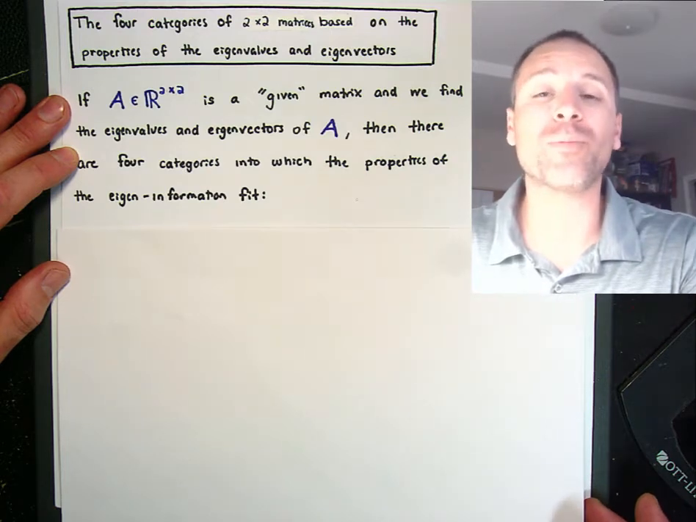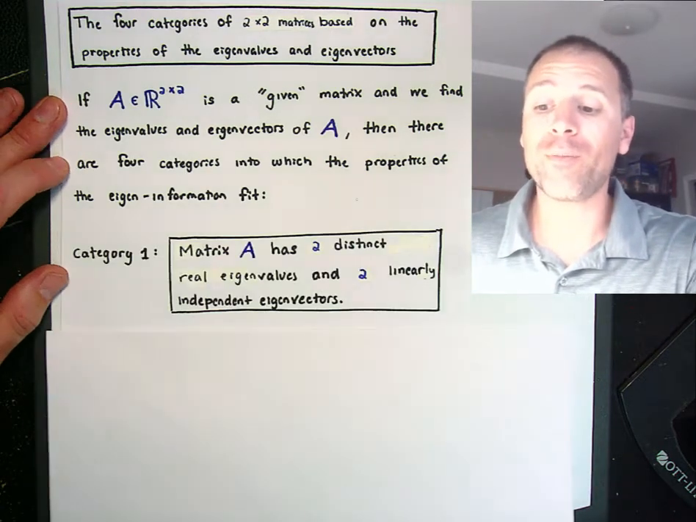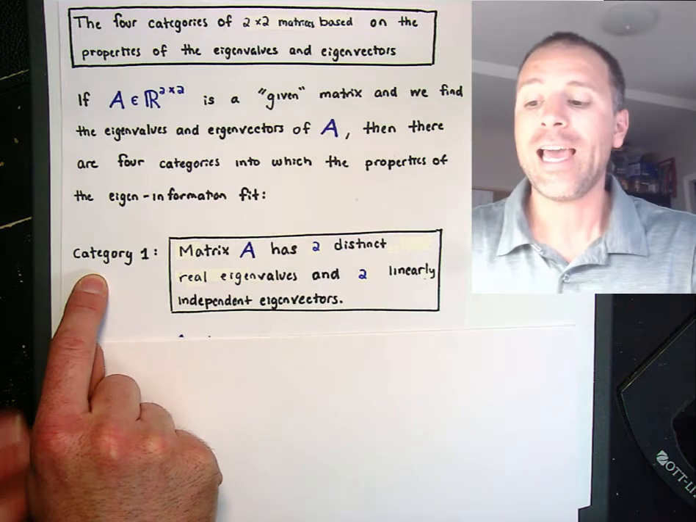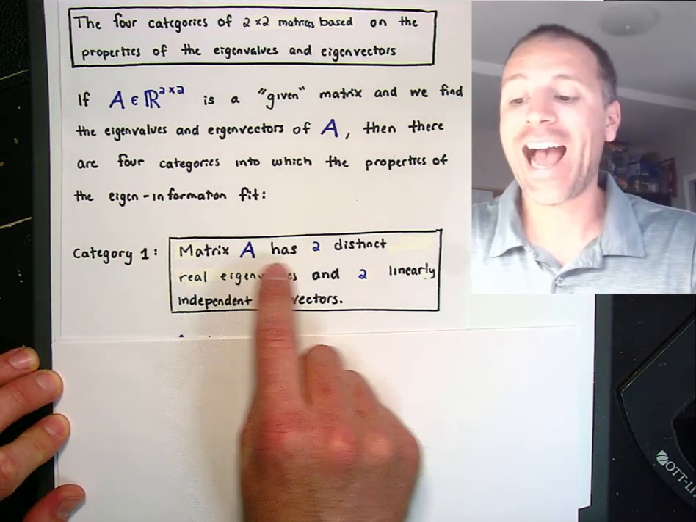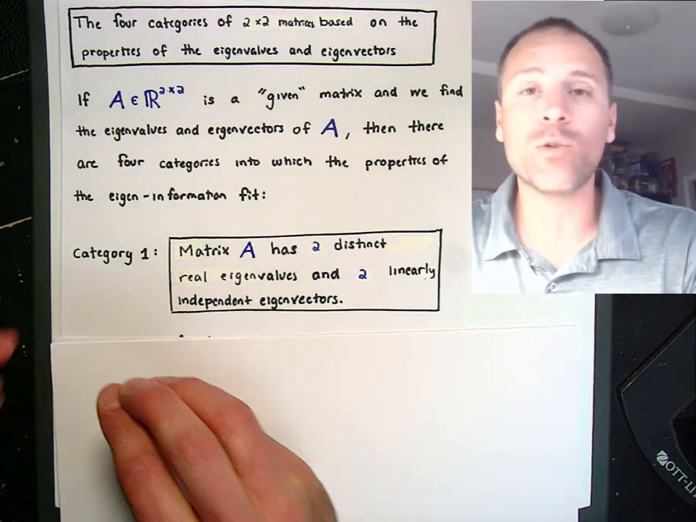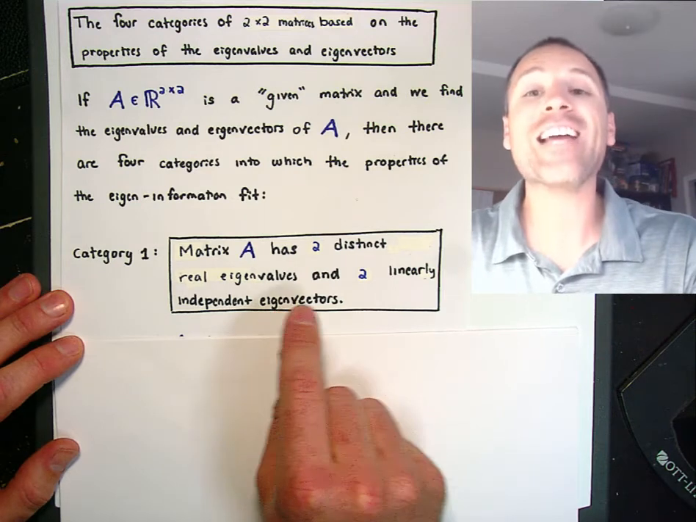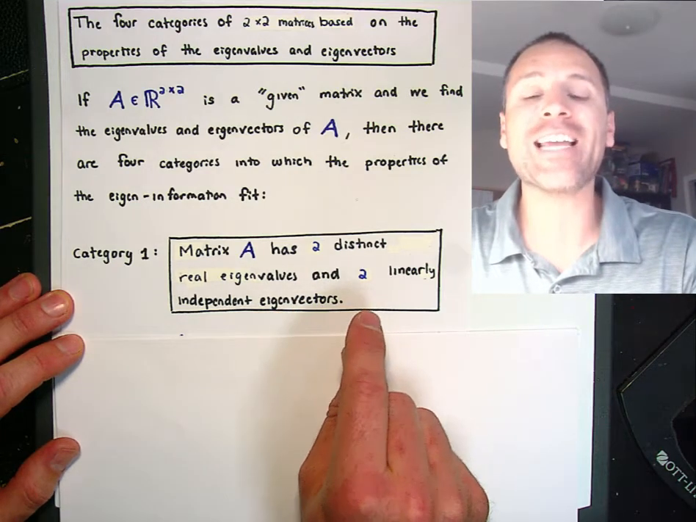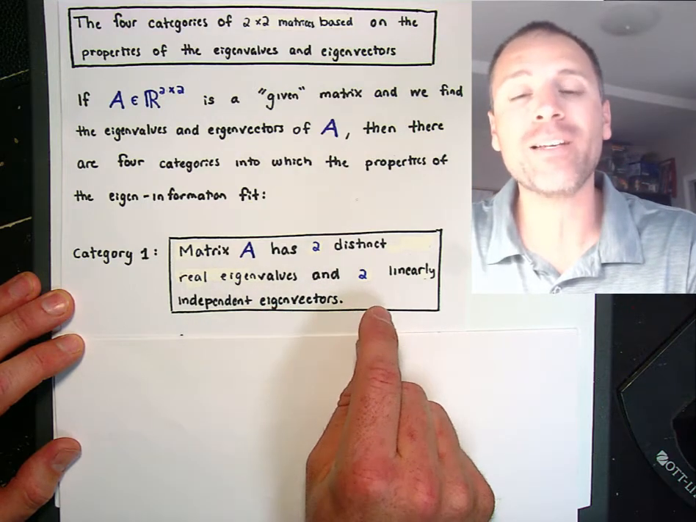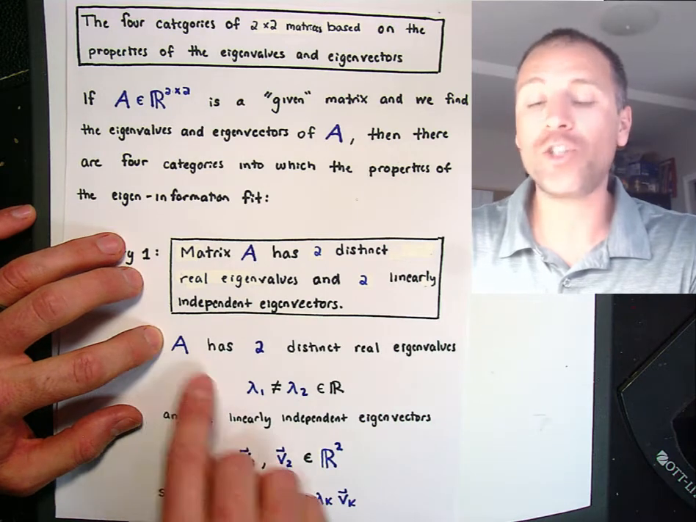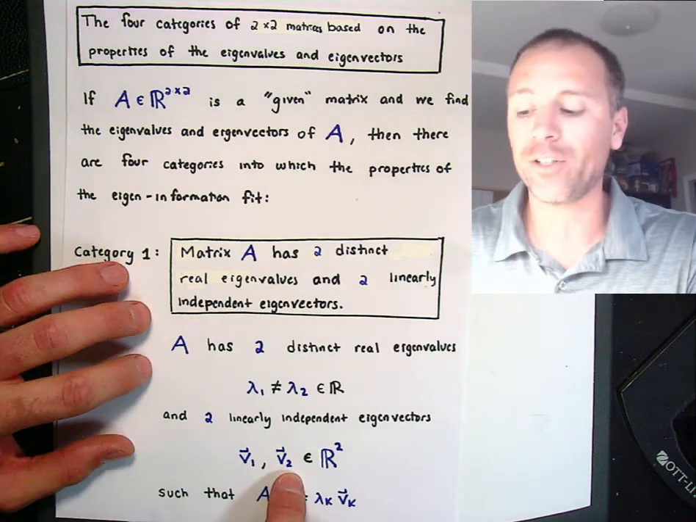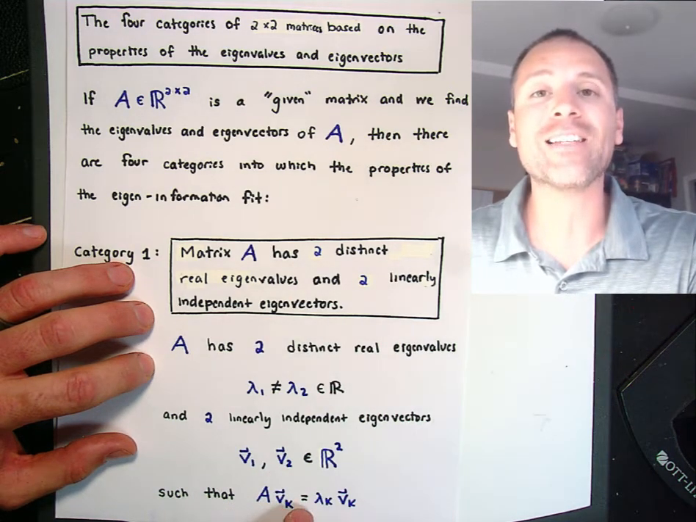information related to both algebraic and geometric properties. The first type of information is we're going to say that if we have a 2 by 2 matrix, the first category of eigenvalue information is going to be a matrix A that has 2 distinct real eigenvalues. So those are eigenvalues that are not equal to each other, and there's 2 of them. And then 2 linearly independent eigenvectors. So each unique eigenvalue has an associated linearly independent eigenvector. Algebraically, we might write that A has 2 eigenvalues, lambda 1 and lambda 2, and then 2 linearly independent eigenvectors, such that A v_k is lambda_k v_k.